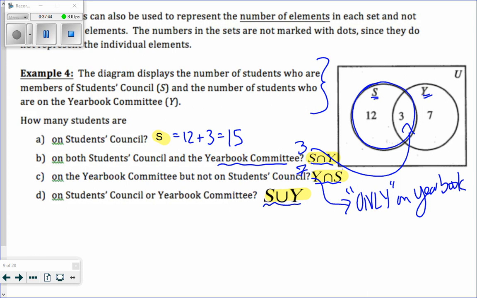On student council or yearbook. So or means one or the other or both. Yep, 12 plus 3 plus 7. So 22. Now, just for argument's sake, what if I had the number 5 out here? If I put the number 5 out here, what would that mean? Right, they're in neither. They're in neither student council nor yearbook.